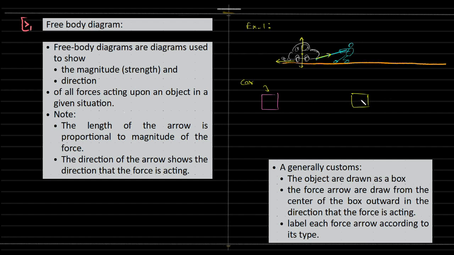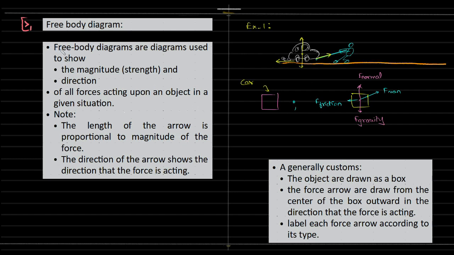So what are the forces acting on it? Well, we have the gravitational force pulling it down. We have the normal force pushing it up. We have the person pulling it to the side, to the right, but not parallel to the horizontal. And we have the force of friction. Right? So this is a free body diagram of this particular situation.